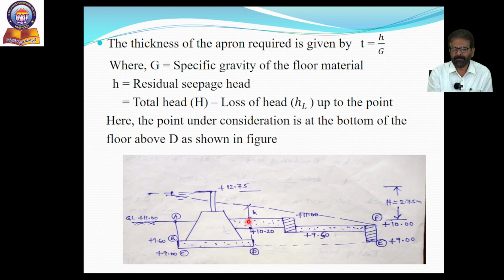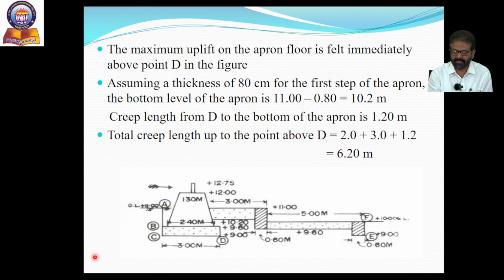You can observe the first step of length 3 meters. We already determined the first step thickness of 0.8 meter, and that should be continued up to 3 meters. The second step is here, and its thickness is not necessarily this much. As the creep length increases, obviously the uplift pressure will decrease. Accordingly, the thickness can also be reduced proportionately. That is the reason. Suppose in the next step, this is our point under consideration, the starting point of this second step.